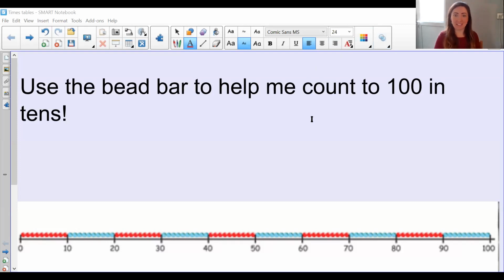So we're going to get started by using this bead bar, or picture of a bead bar, to count in tens to 100. So let's do it together to start off with. Ready? 10, 20, 30, 40, 50, 60, 70, 80, 90, 100. Now see if you can have a go at doing that on your own. Ready? Follow the cursor.